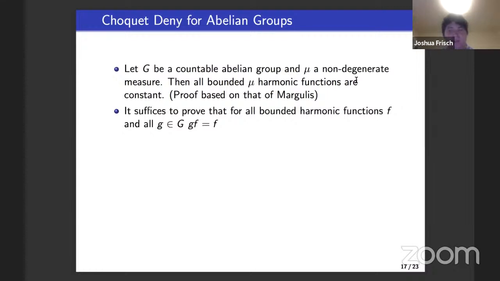How are we going to prove this? Well, it suffices to prove that for all bounded harmonic functions, applying G doesn't do anything. Because then the value of f at all the different translates g of f is going to be constant. So we're going to prove instead this thing: we fix the g and prove that g of f is equal to f.